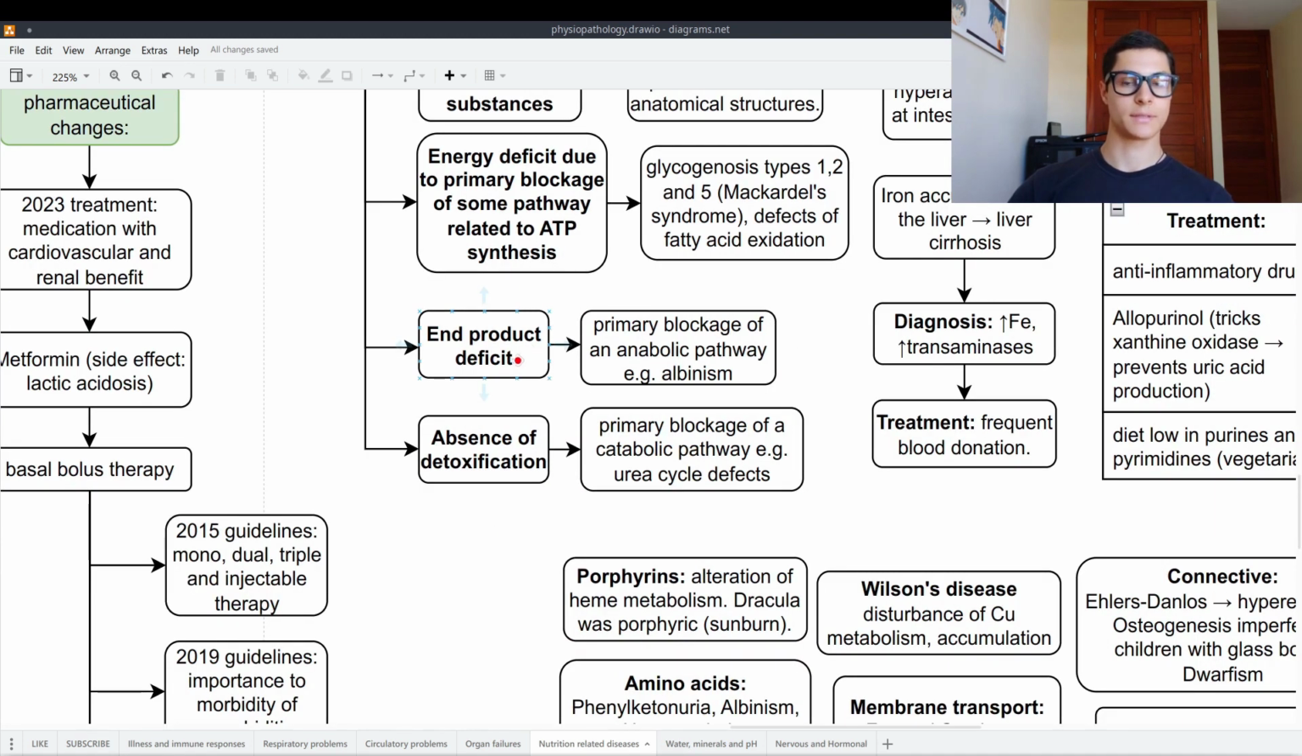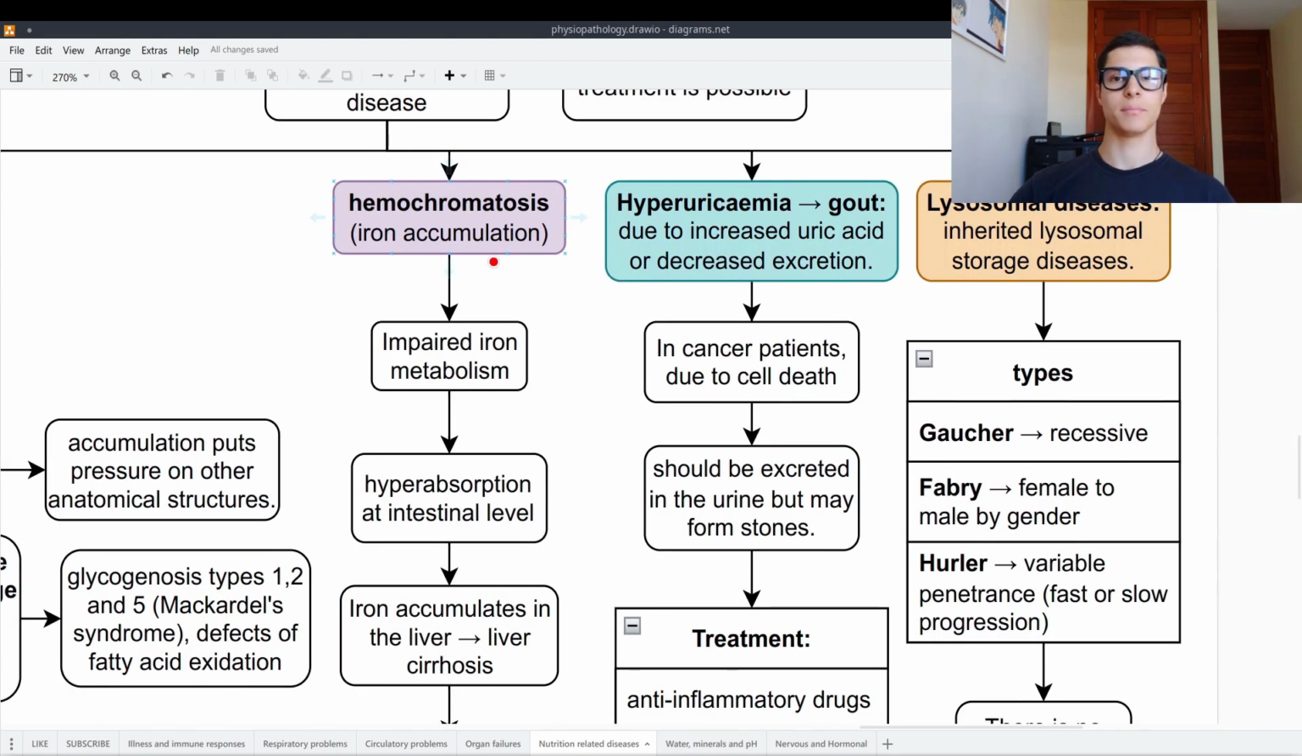The end product deficit, so primary blockage of an anabolic pathway, in albinism, for example, or the absence of detoxification, a primary blockage of a catabolic pathway, for example in the urea cycle defects. So here a blockage in the anabolic and here in the catabolic. So here we have three main ones.